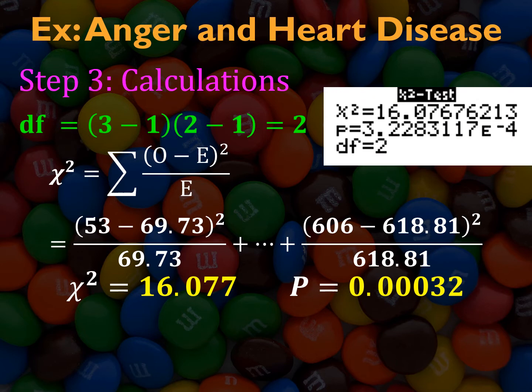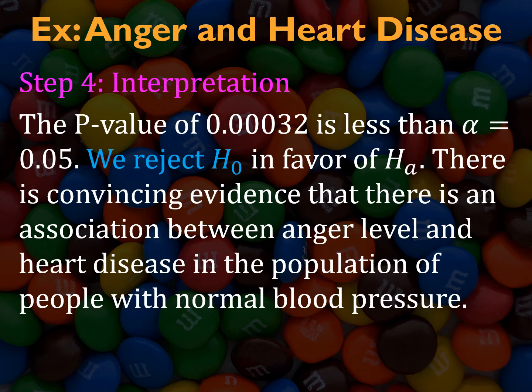And there's the result from the calculator. So you notice that the p-value was very, very low, very, very much below 0.05, so we reject the null hypothesis in favor of the alternative. There's pretty convincing evidence that there is an association between anger level and heart disease in the population of those with normal blood pressure. So again, you wanted to see if there's a relationship, a connection, an association between the 2 categorical variables within a single population.